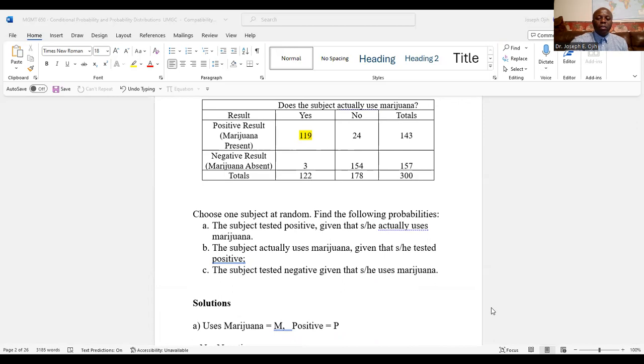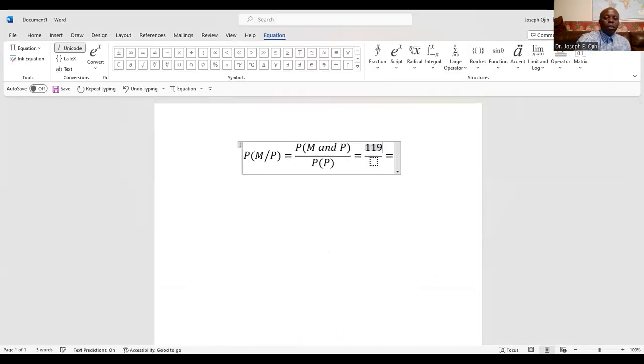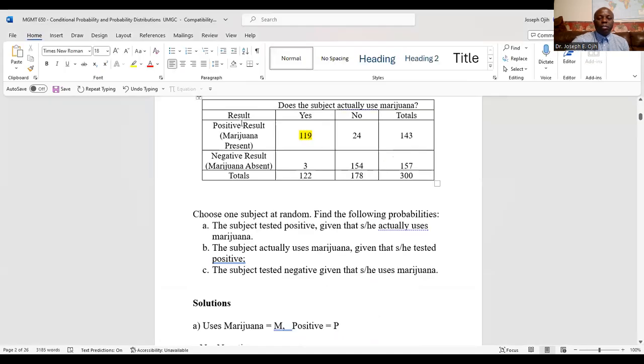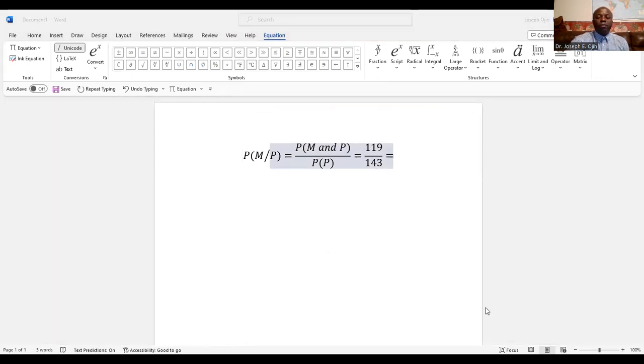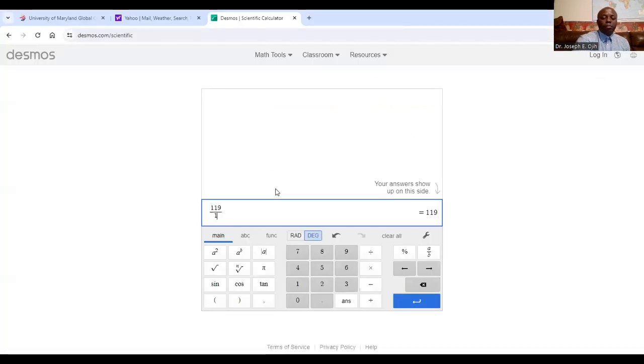119. But this time around, the condition is that they tested positive. So I'm going to be looking at the positive results. All the numbers on this row are positive results, and the total for that is 143. So that would be 119 divided by 143. I'm taking you to the calculator. You have 119 divided by 143.